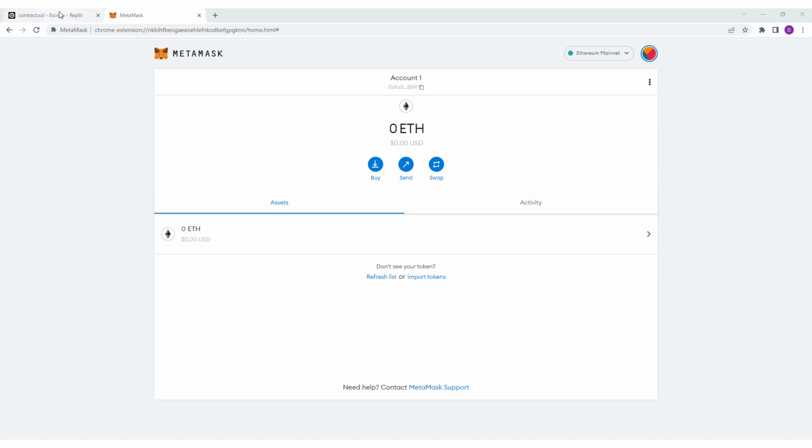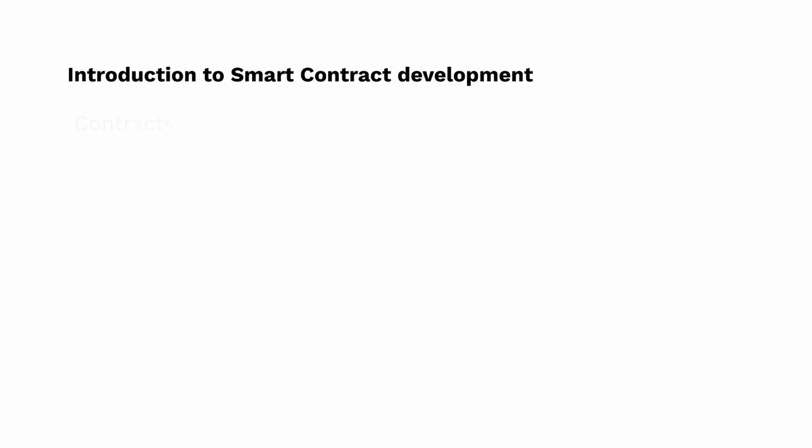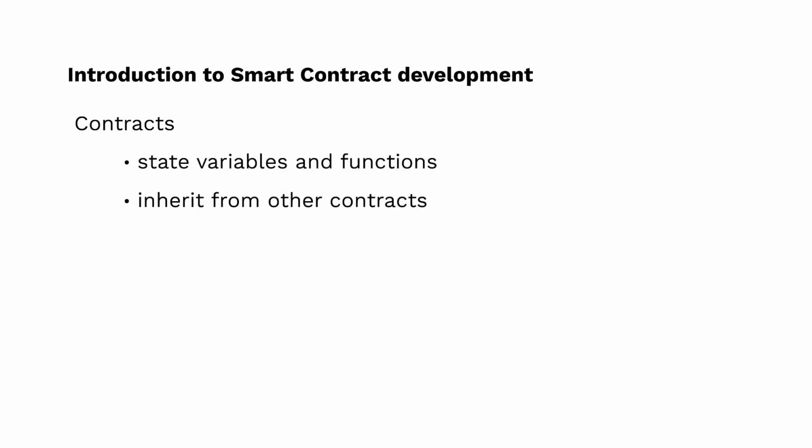Now that we've got our repo and wallet set up, we can now start developing. We will be writing contracts, which are the basic building blocks of Ethereum programs. An individual contract can have state variables and functions and can inherit from multiple other contracts. Contracts in Solidity are equivalent to classes in a language like Python or Java.